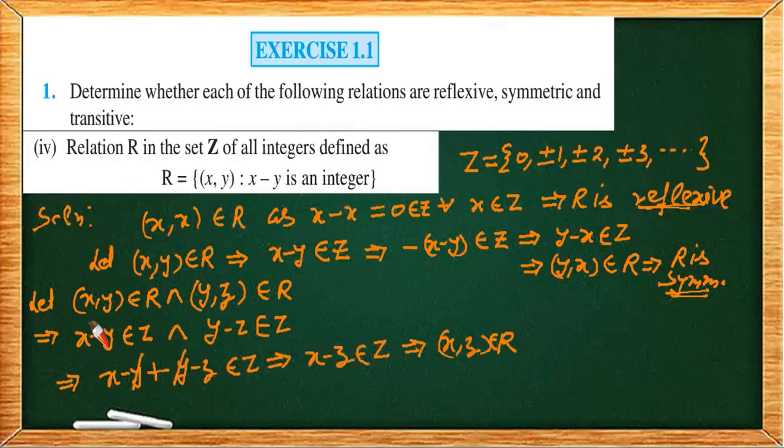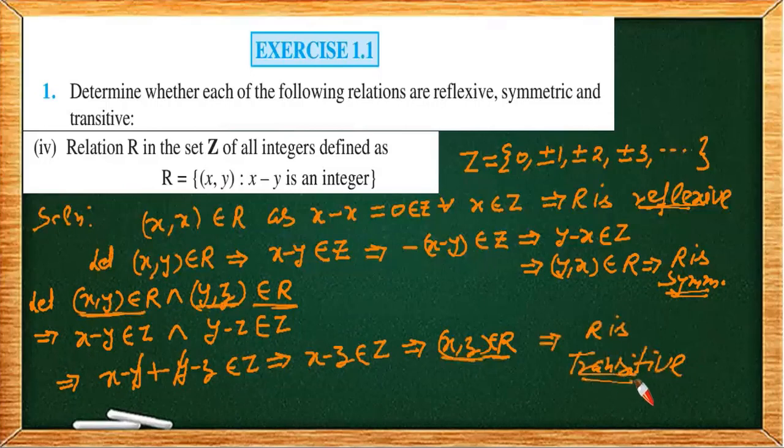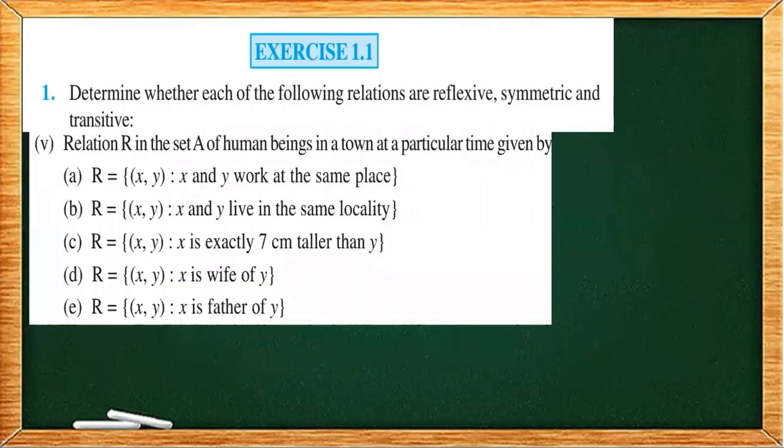So we have shown that ordered pair xy is in R and ordered pair yz is in R, then ordered pair xz is in R. So x is related to y and y is related to z, then x is related to z. Therefore, this relation R is transitive. Next part of this question we see.